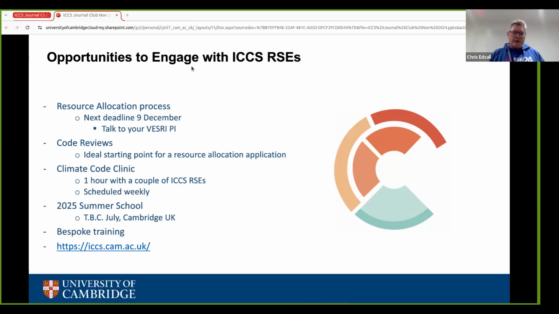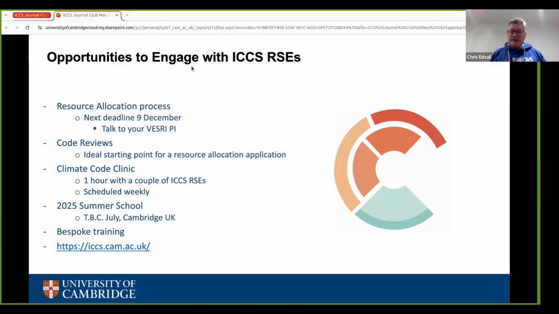and also about development velocity. Techniques like code review are much easier if you have 2 people who can do that. We have a quarterly call for proposals to be supported by the ICCS. For the first quarter of 2025, applications need to be in by the 9th of December, which is about 4 weeks away now. If you are in a Vesri project and you're thinking, hey, I could do with some software engineering effort of that scale applied to my problem, the polite thing to do would be to talk to the PI of your project, because they can coordinate how many applications are going into the ICCS.